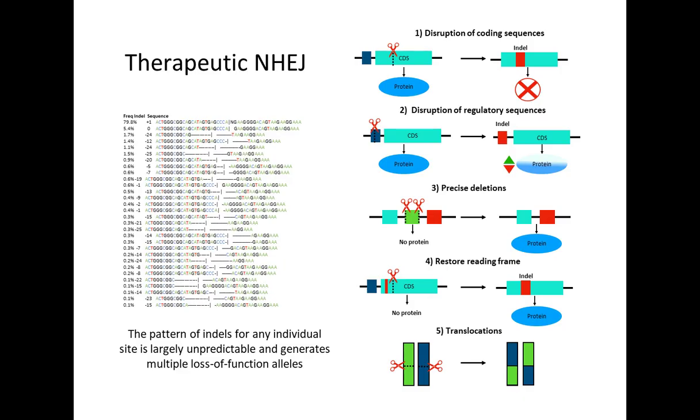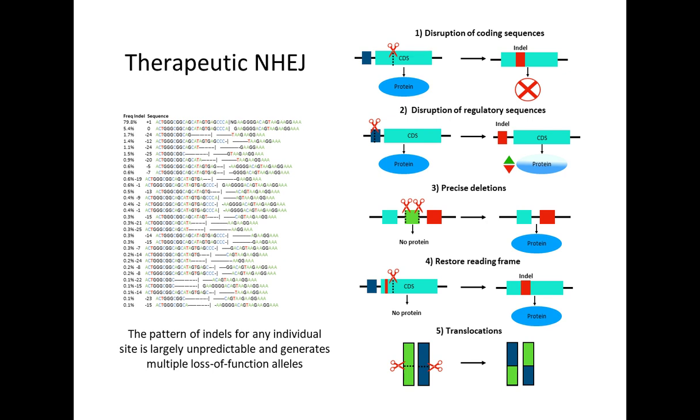So NHEJ, although it seems like it's good for breaking things, actually has therapeutic application. On the left, I'm showing you an example of indels generated by one of our therapeutic guides, and what I want to show you is that it really results in a mixed population of alleles, and this is not hard to control. It varies for each guide, and it varies per cell.